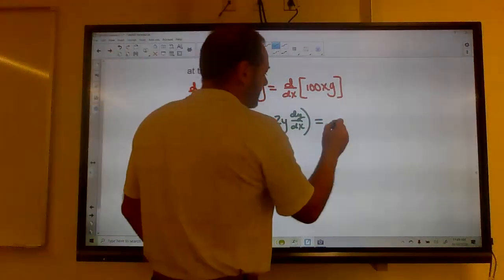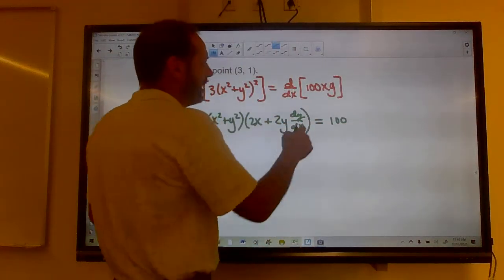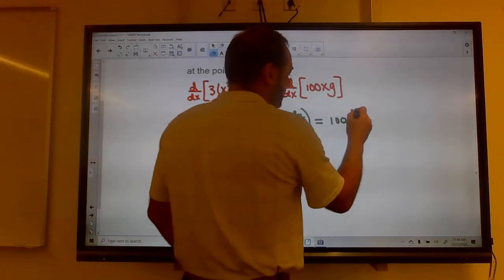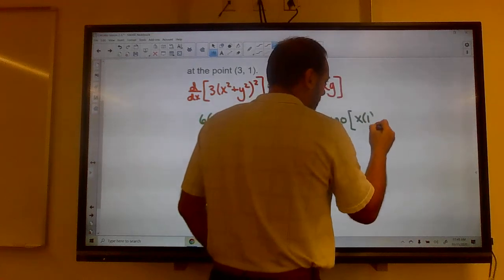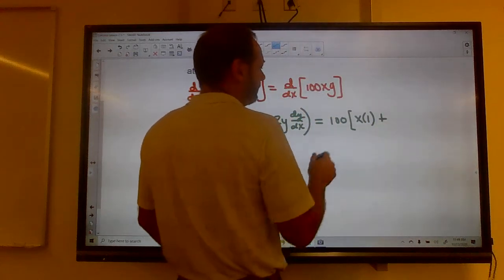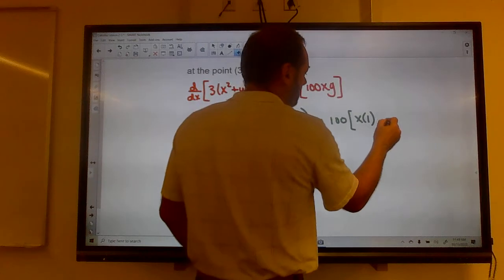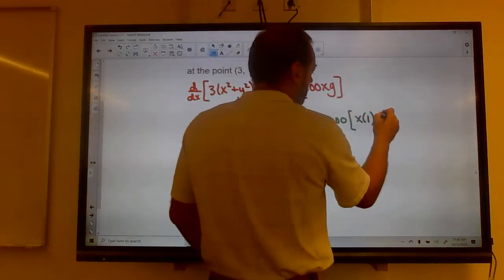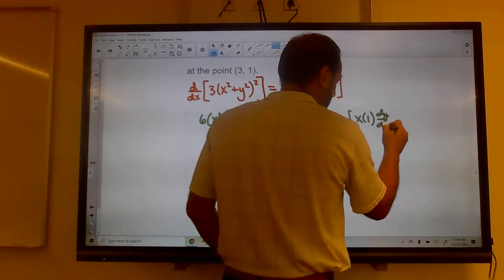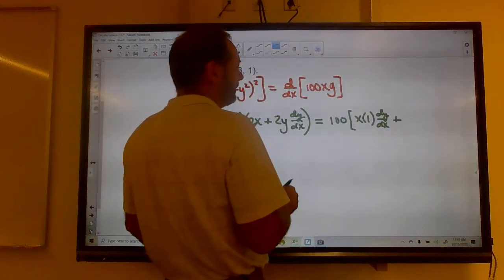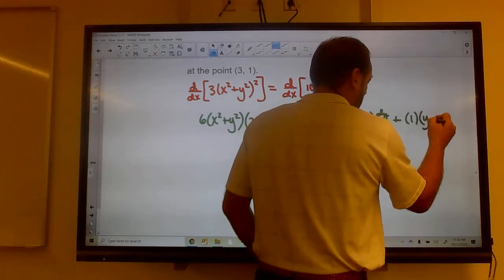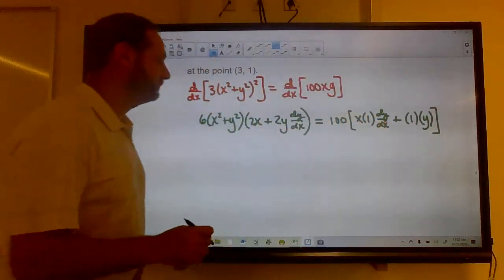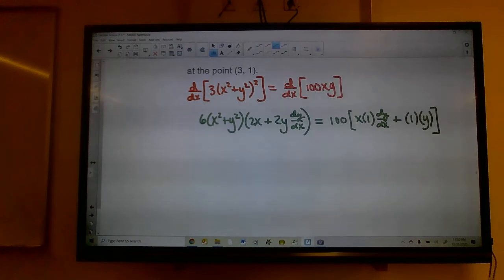Okay, the 100 I can just take out over here, and I've got the product rule. So that's going to be x times the derivative of y, so x times 1, plus, whoops, wait, it's not just 1, it's 1 dy/dx, plus the derivative of x, which is 1 times y.